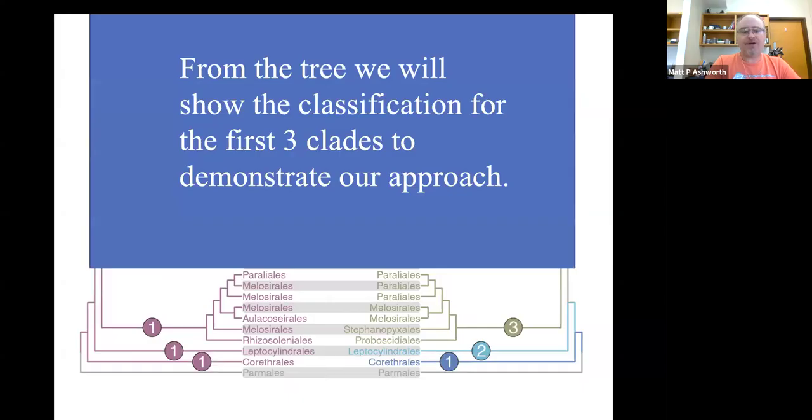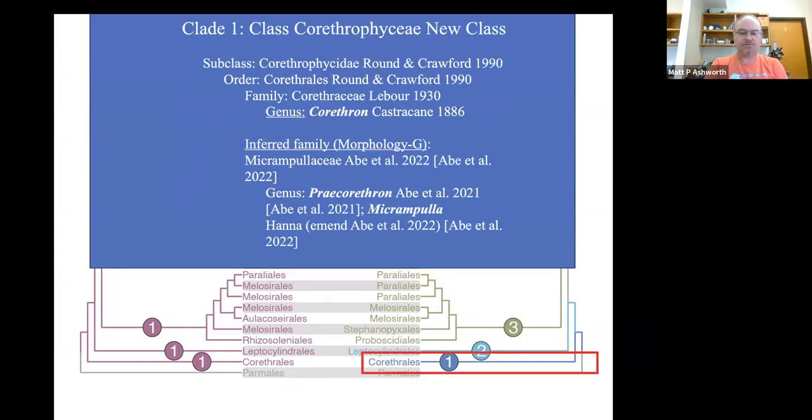So in terms of going in here, we're just going to go through a couple of these to show the process that's in the classification paper. On the right here, you'll see the groups that correspond to our new classes. On the left-hand side of the tree there, you'll see the classic classification without monophyly. So our first group there, the Corethrophyceae.